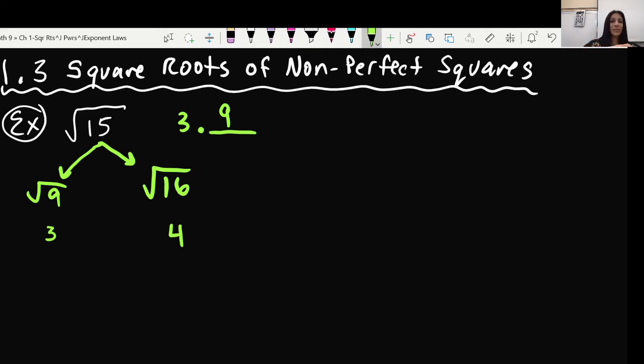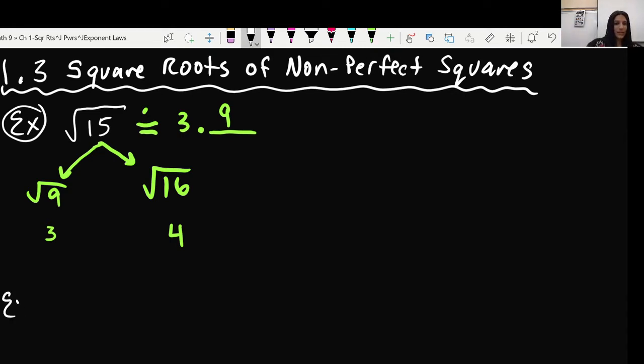And I'm actually going to change the equal sign to this squiggly equal sign, which means approximately equal to. Or the other way that we can do it is an equal sign with a dot on top, which means that it's approximately 3.9.